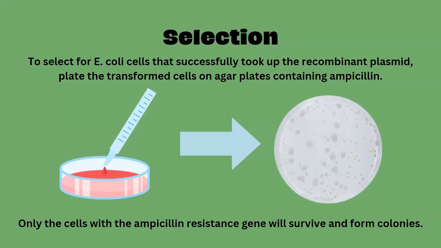To do that, 100 microliters of the mixture were inoculated by the spread plate method onto nutrient agar supplemented with tetracycline, inside the colonies, which are cells with the ampicillin resistance gene.